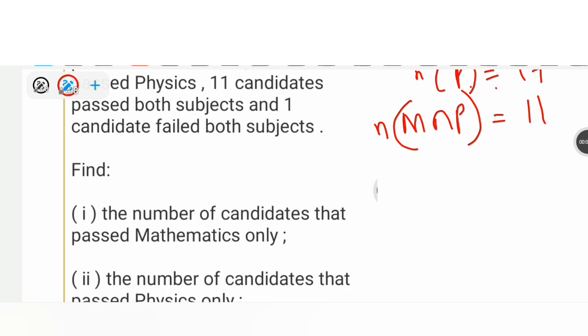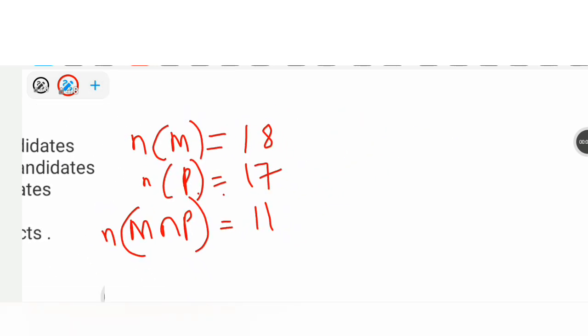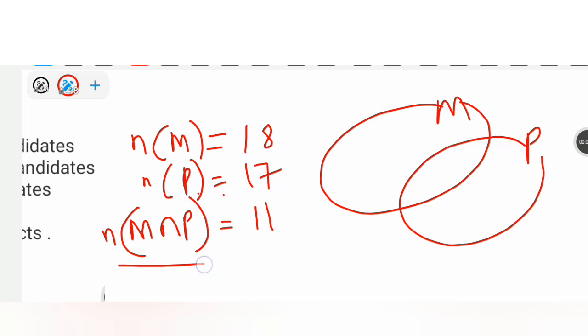Okay, so you can put it in a Venn diagram. Don't forget one candidate failed. So you put it in a Venn diagram to look like this. So you have M, and this is P. So let's get the middle first. The middle is n(M intersection P). That means the people in the middle here is 11.